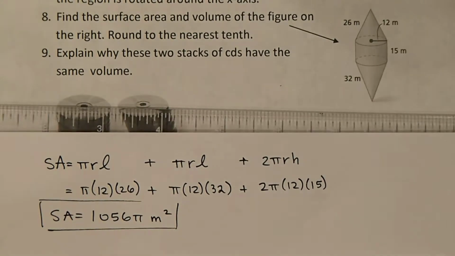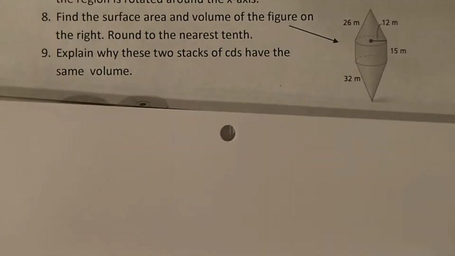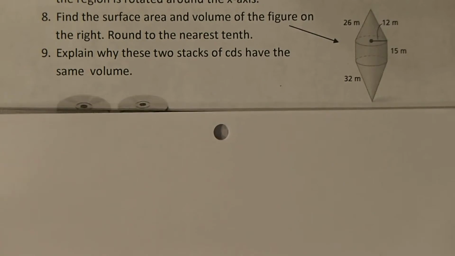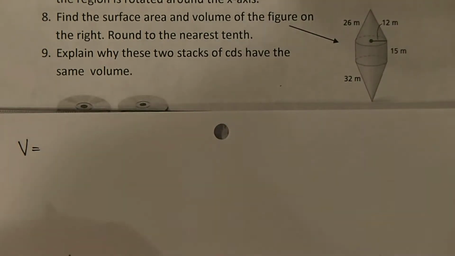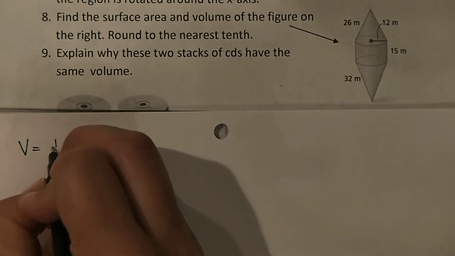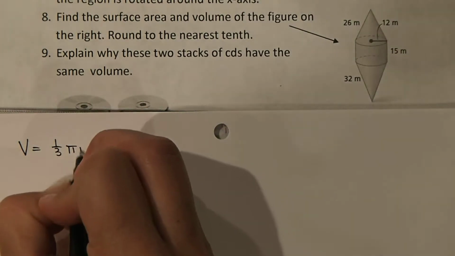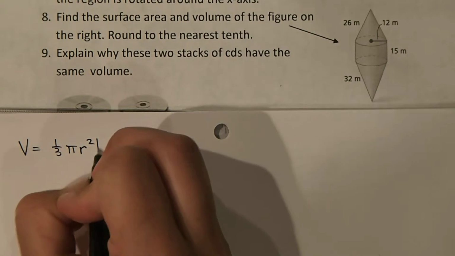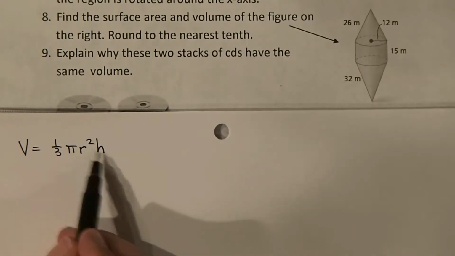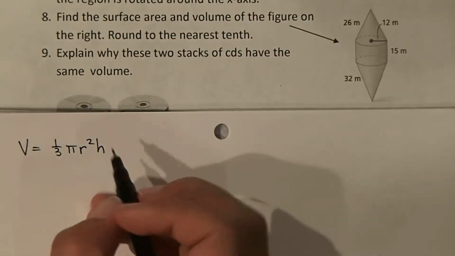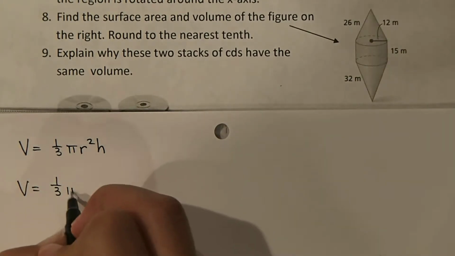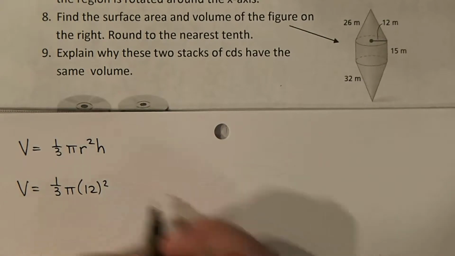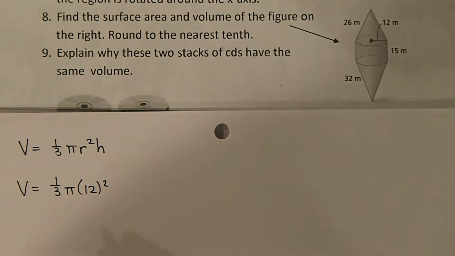Now, for the volume, let's begin with the cones again. The formula for volume of a cone is 1/3 pi r squared height. So it's 1/3 area of the base times the height. So let's begin with the top. 1/3 pi radius squared. Now the height we need to calculate.